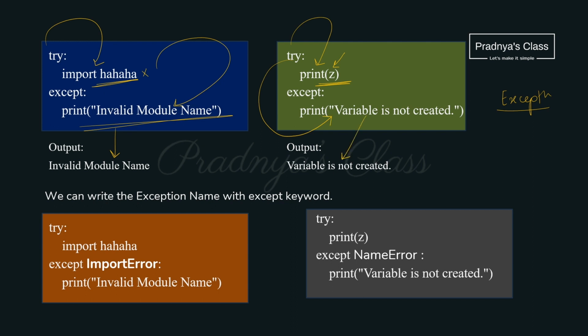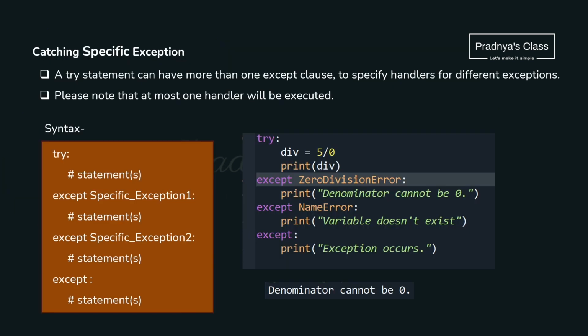If you know the name of the exception, you can mention it with the except keyword. So this was ImportError and here we were getting NameError. So that we have mentioned. If we don't mention any exception name, the except block will handle all types of exceptions. By specifying the correct name of the exception, we can catch a specific exception. For that you will be writing the name of the exception here. A try block can have many except blocks.